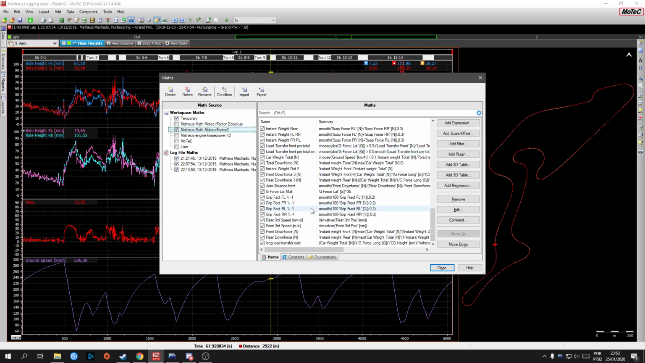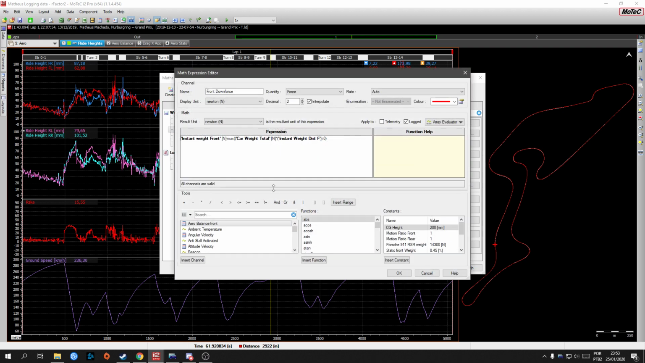So here, I pick up this instant weight front, which is a channel which sums up the loads of the front suspension. rFactor 2 already gives that out to you without a function of the spring compression, which I have to do in iRacing, but not in rFactor 2. So that's already most of the work being done.